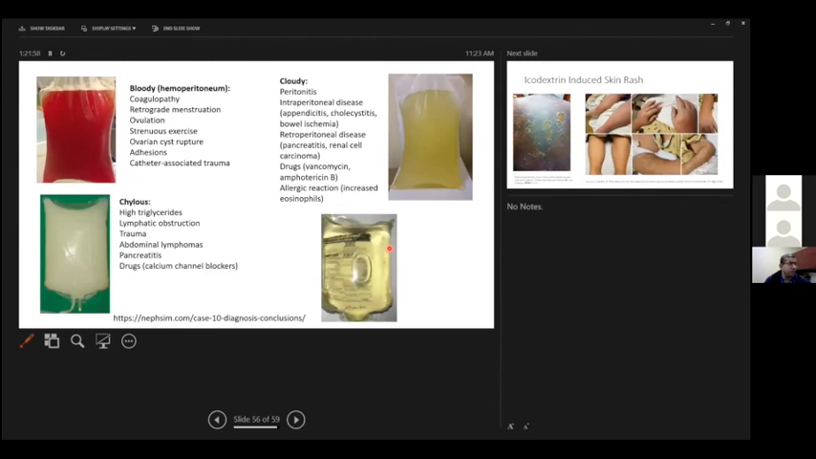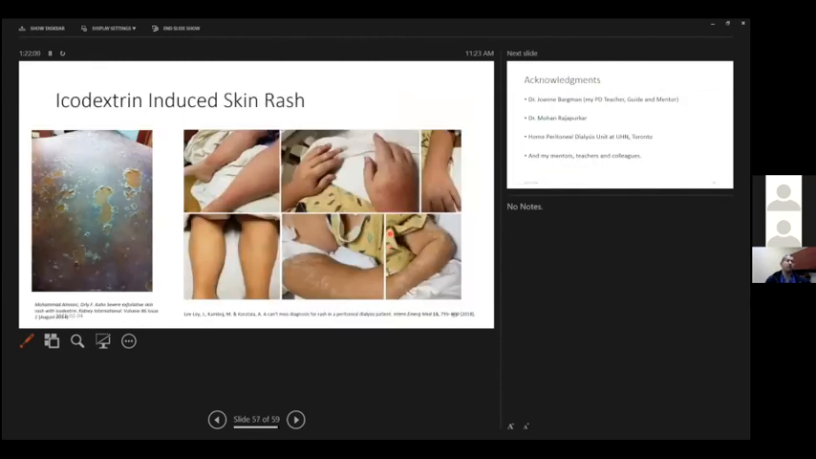And the last that I will show is something known as an allergic or icodextrin-induced skin rash, which can manifest differently. This can present as redness, or sometimes exfoliation as well.